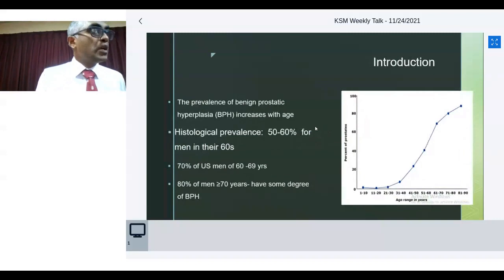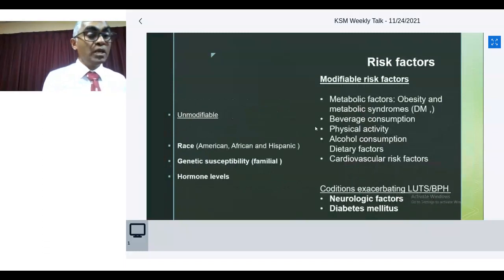So the prevalence of BPH increases with age, and when you are around 60, there will be a 50 to 60% chance of you having these symptoms, and it goes on like this, and 80% when you are over 70 years of age. So there are risk factors for BPH. Some are modifiable and some are unmodifiable. So these are race and genetic susceptibility. So it runs in families, and they say American and African Hispanic nations are more prone to the disease. And when you have high testosterone levels, this can be a cause.